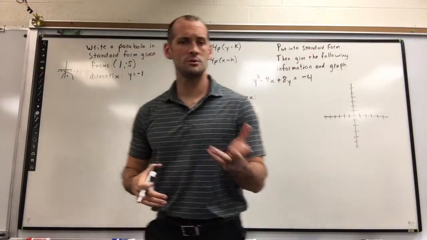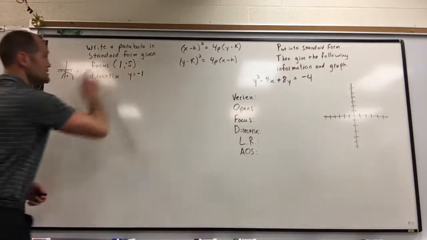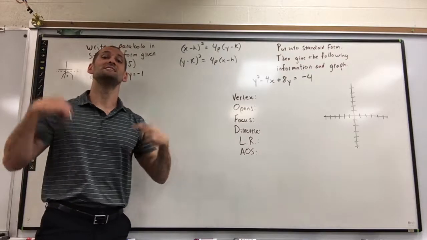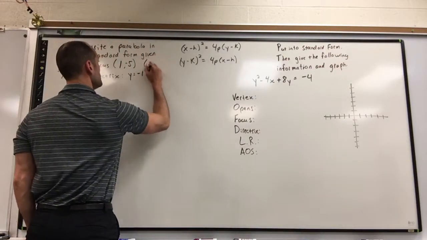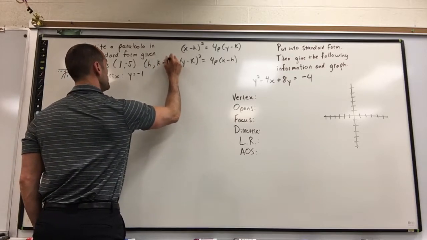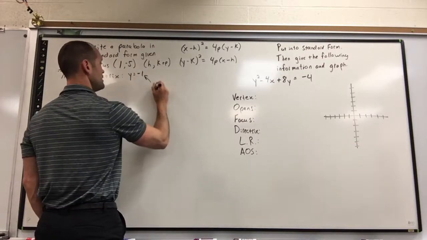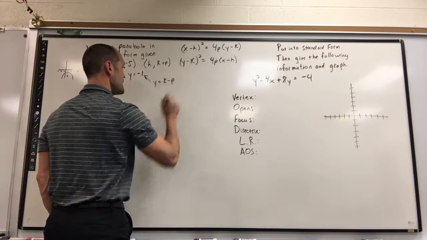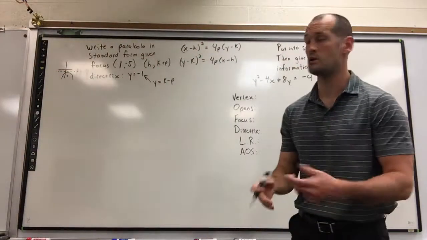Now from here, we need to know some information about our focus and about our directrix. The focus, when it is an x squared equation, is found by taking (h, k plus p). And the directrix is found by having y equals k minus p. Now that needs to be known. Okay, we're not going to go into that. That needs to be known.